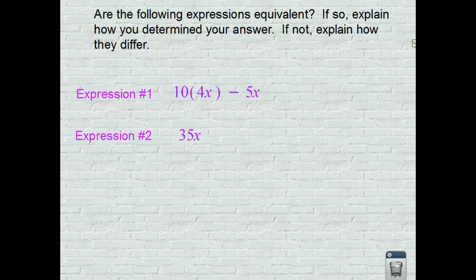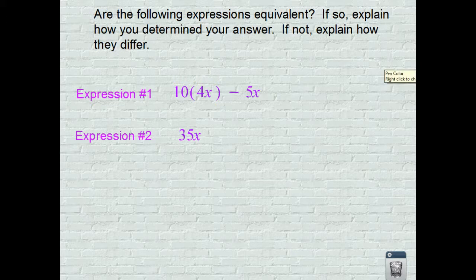So following some order of operations, combining like terms, and then finding out whether or not these two expressions are equal to each other. Expression 1, it says 10 times the quantity of 4x subtracted by 5x. Is that equivalent or equal to expression 2, which is already simplified to 35x's?